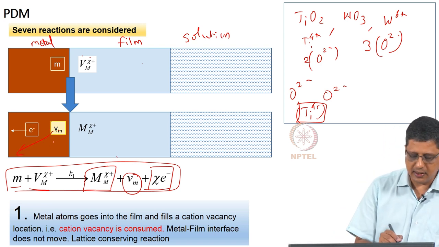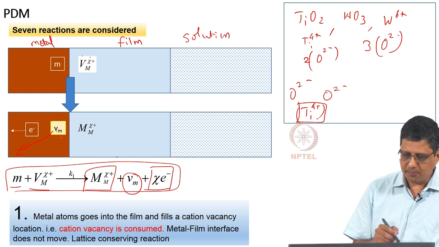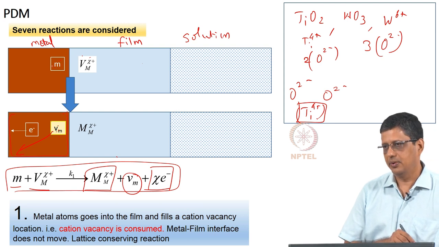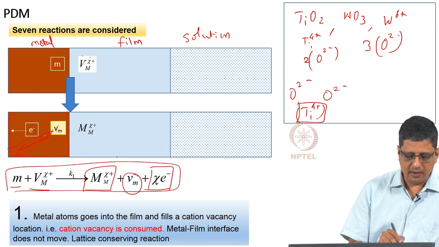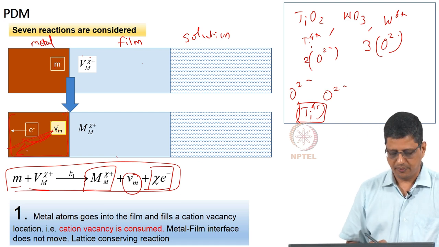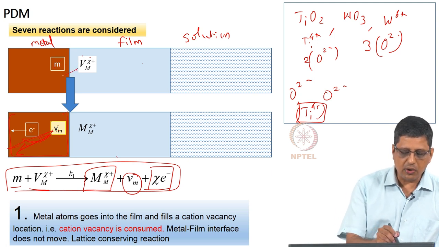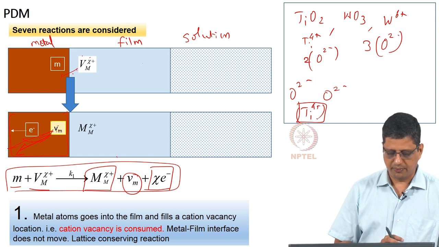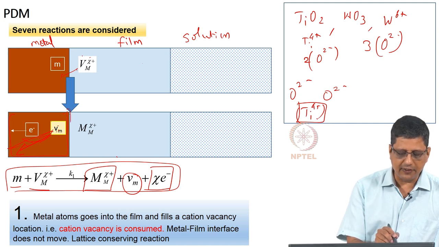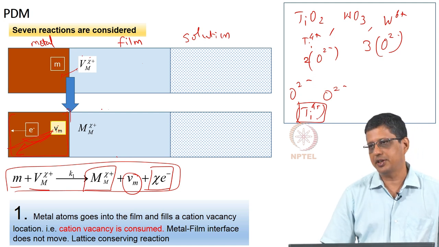So, what will happen is this side is going to be replenished like this. After this, implicitly I am going to say this block with the vacancy is going to look like this block without vacancy, because this vacancy is filled by metal atoms moving in. Metal atom moving in is considered very fast. So, what we say is in the metal film interface, the cation vacancy is now consumed. This interface does not move, we still have metal on the left of this interface and film on the right side, and this is called lattice conserving reaction.